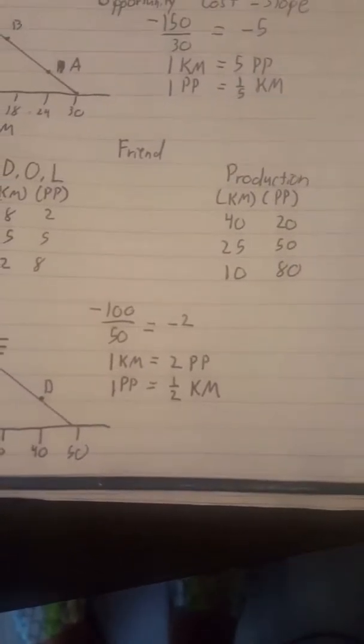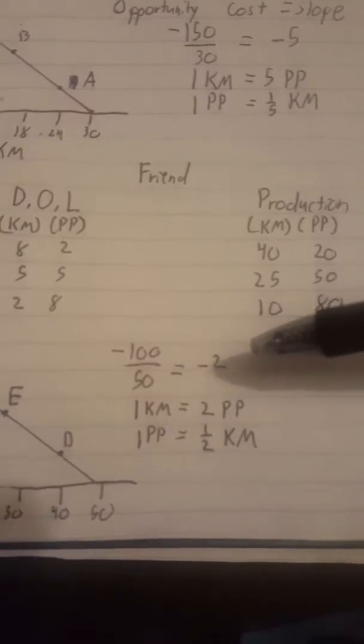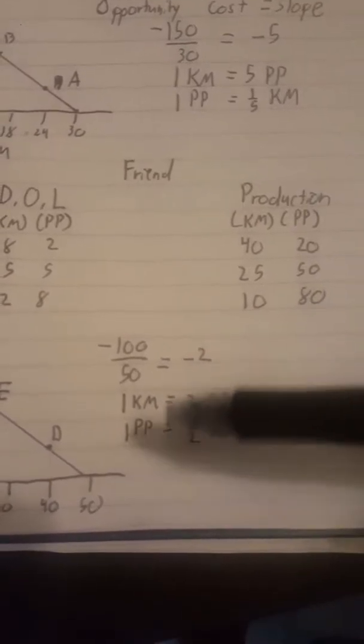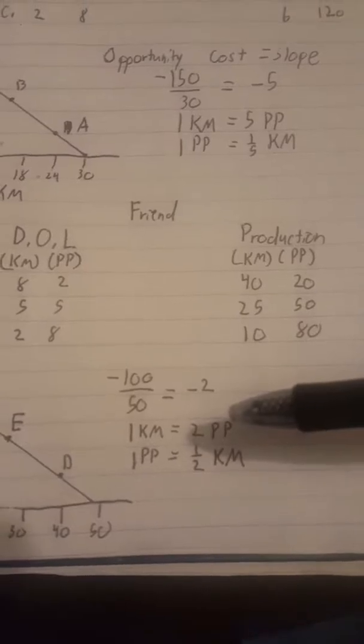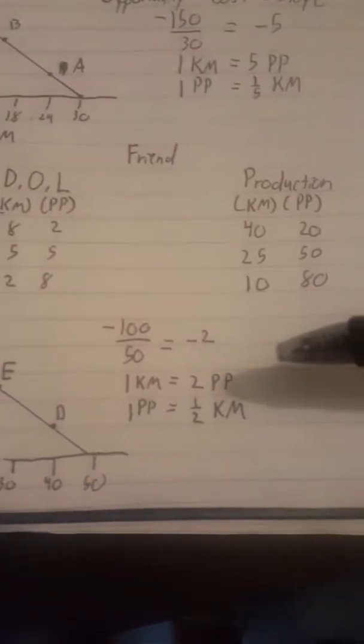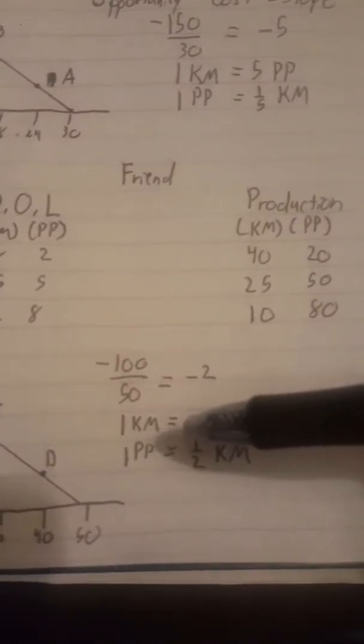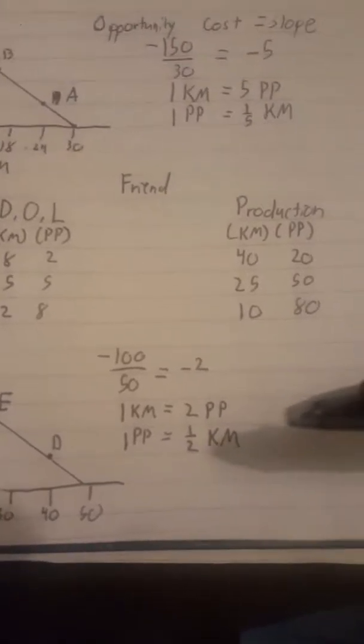This is his production possibility frontier. He can make 100 paper planes if he doesn't work on any knitted mittens, or he can make 50 knitted mittens if he doesn't work on any paper planes. So we get negative 100 over 50, again because the slope is going down, and then that gives you negative 2. So when he makes 1 knitted mitten, he could be making 2 paper planes, or whenever he makes 1 paper plane, he could have made half a knitted mitten.